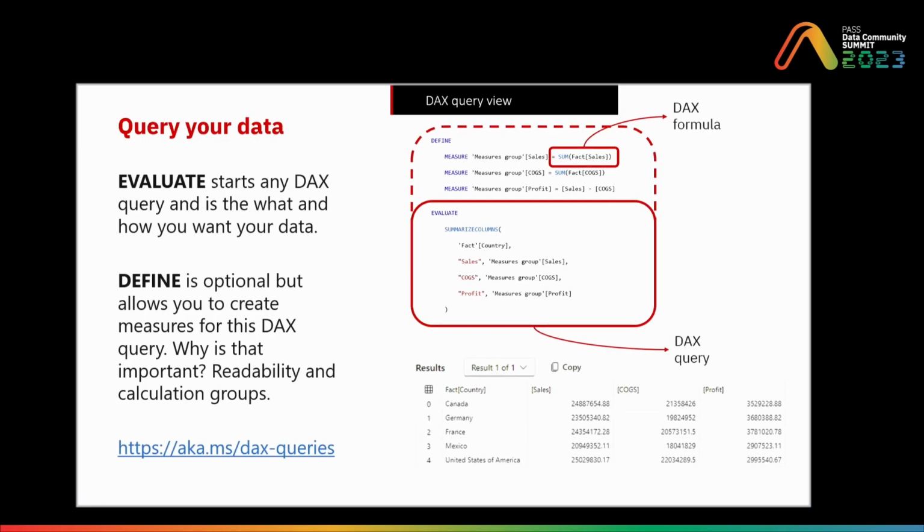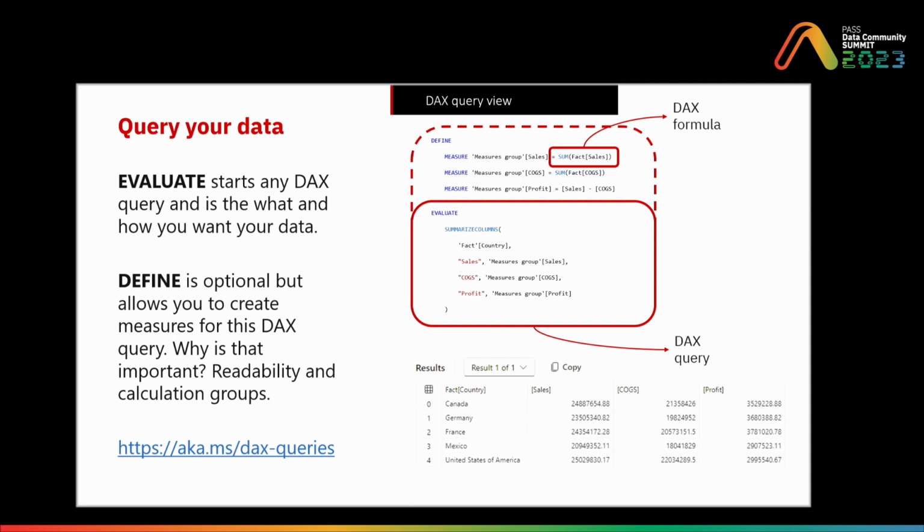So a DAX query always starts with an evaluate. If you have calculated tables and you're familiar with that, it's very similar. You just change out the table equals to evaluate, and you have your first DAX query. So this is evaluate. It's a summarized column, so you're looking at country by three measures: sales, COGS, and profit.